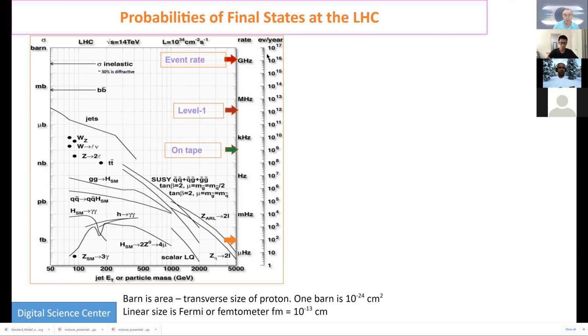Now, as they improve the LHC, everything gets bigger. This number here, 10 to the 16th, gets bigger. And the ratio remains the same. And so you produce more Higgs per year. As you increase the event rate, you obviously have to improve the trigger, because you don't want to keep on writing more and more data to disk.